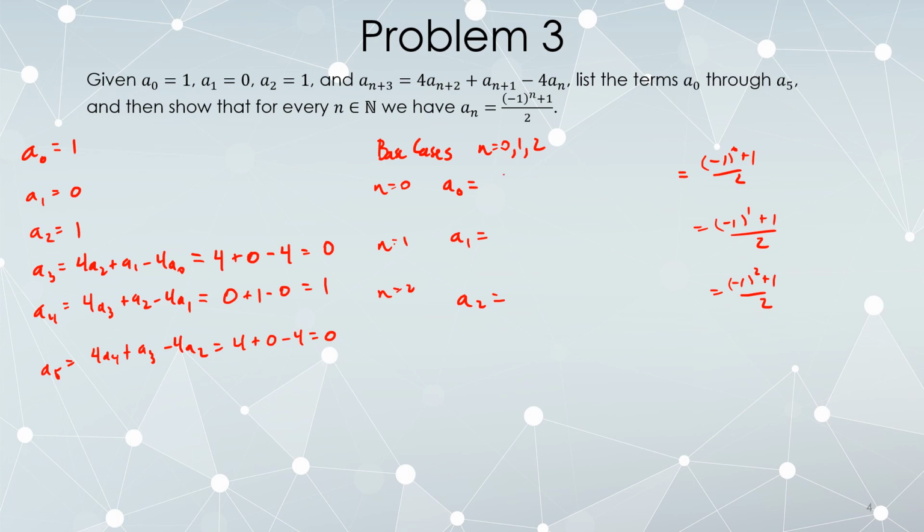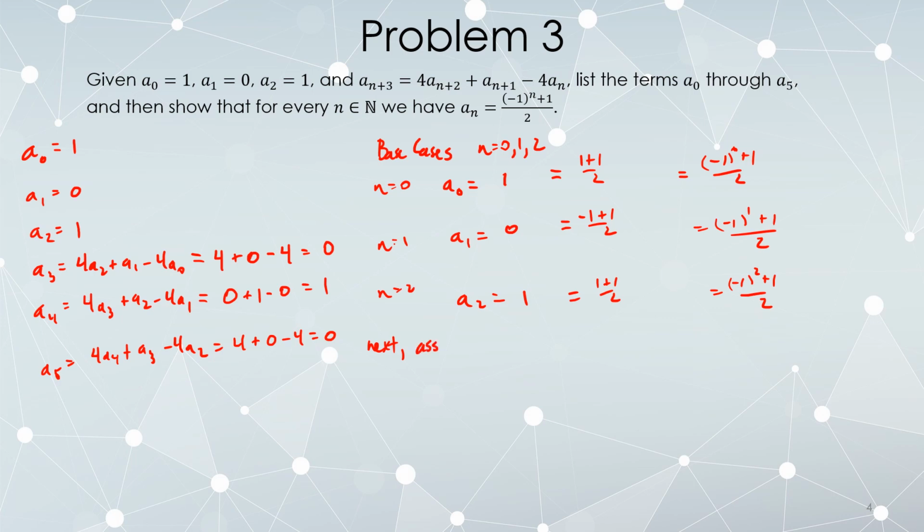We were given that these values are 1, 0, and 1 respectively, and if we go ahead and compute these fractions, -1 to the 0 plus 1 over 2 is 1 plus 1 over 2. -1 to the first plus 1 over 2 would be -1 plus 1 over 2. -1 squared plus 1 over 2 would be 1 plus 1 over 2, and everything checks out. This really is 1, this is really 0, and this is really 1. So for the first 3 terms, indices 0, 1, and 2, we've manually shown that our desired formula holds. So we move on to the inductive part.